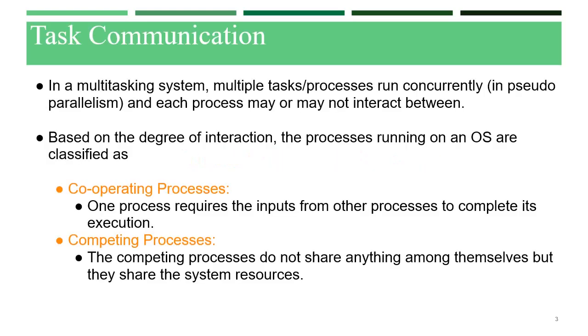Let us understand about task communication. In multitasking systems, multiple tasks and processes are running simultaneously, and processes may or may not interact with each other. Based on the degree of interaction of the processes or tasks, the processes running on an OS are classified as cooperating processes and competing processes.